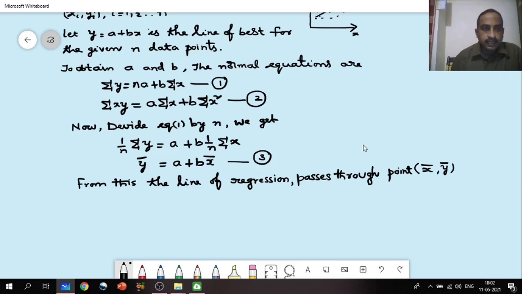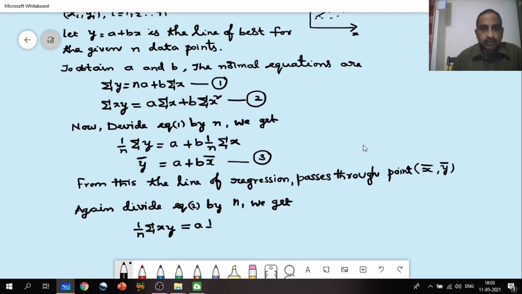So now again divide equation 2 by n, we get 1 by n summation xy equals a into 1 by n summation x plus b into 1 by n summation x square. So this I put as equation 4, right?